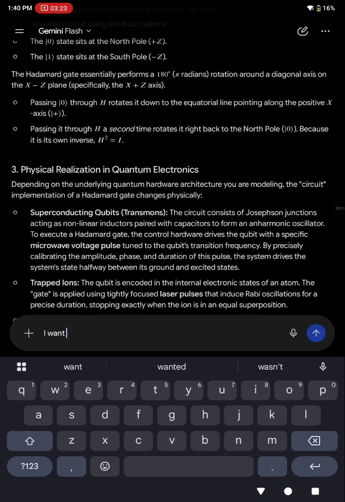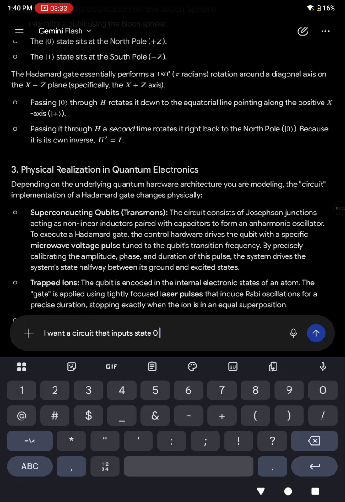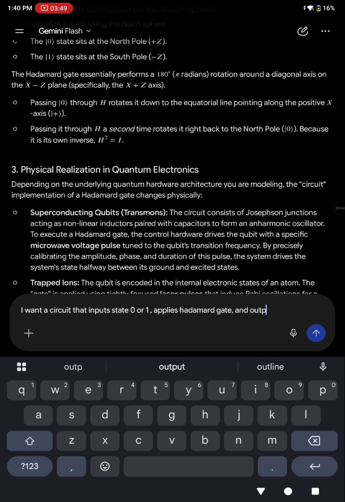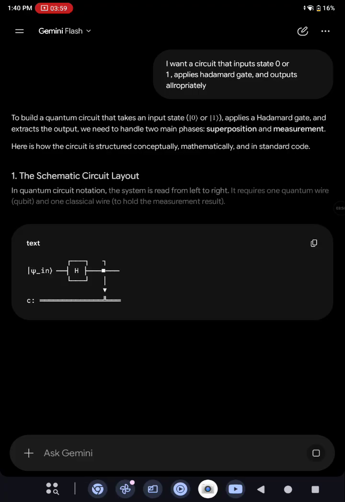So I want a circuit that inputs state 0 or 1, applies a Hadamard gate, and outputs appropriately. All appropriately. That'd be a basic circuit.